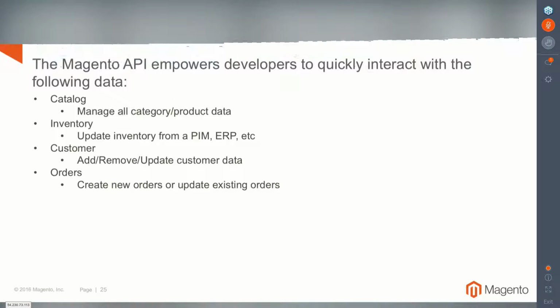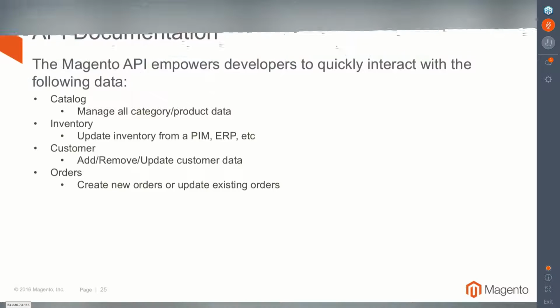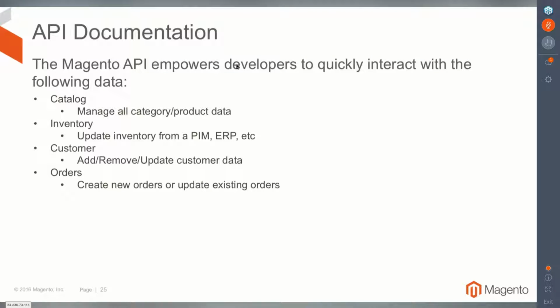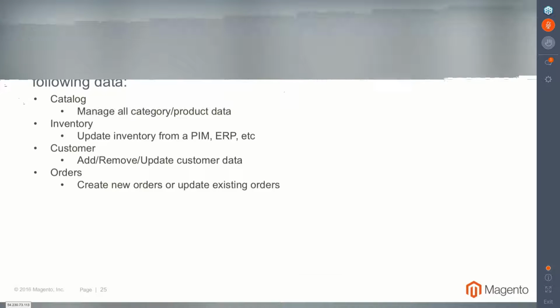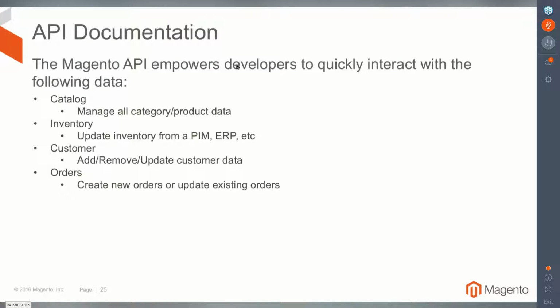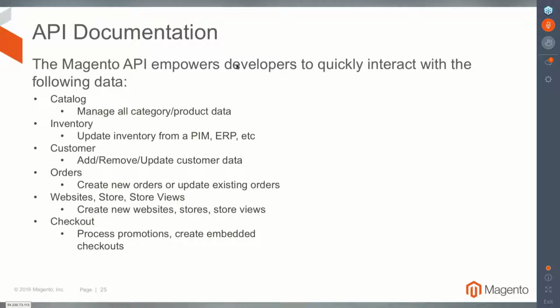Orders. This is very useful when actually being used to create new orders or even update existing orders based on another system you have in place, such as an OMS or an ERP. You can actually control website stores and store views. This can be very useful when creating new website stores or store views from the API. And finally, checkout. This is going to allow you to process promotions or quickly create these embedded type checkouts.